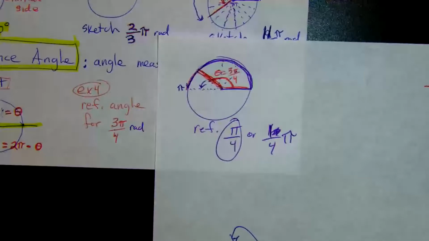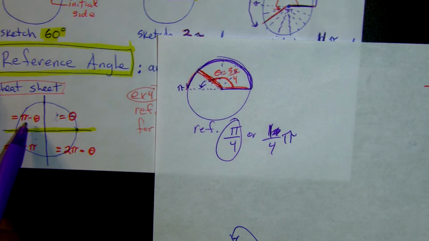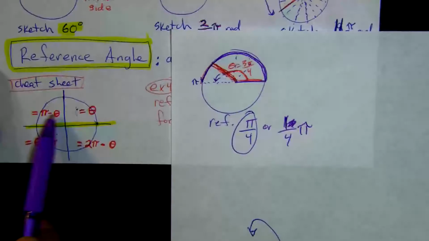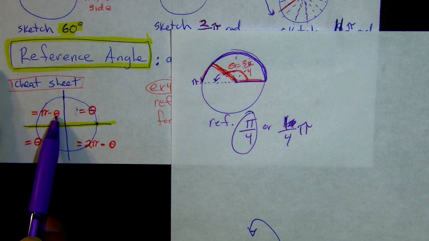But if you're not like me and you like to use a cheat sheet, maybe this would help. Let's see how that would work. Look, we know it's in this quadrant, right? So watch what we have. Pi minus theta. Theta is 3 pi over 4. Pi minus 3/4 pi is 1/4 pi, pi over 4. You see how it would work out if you had to use that way?